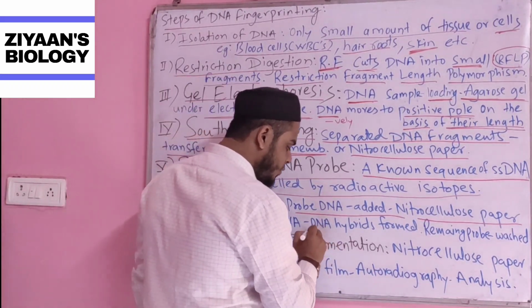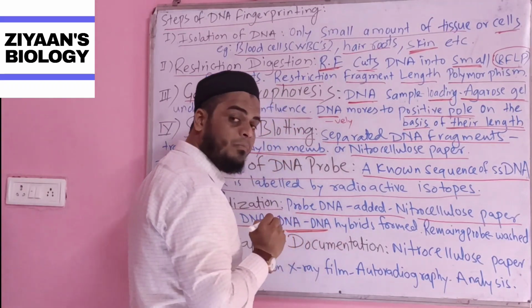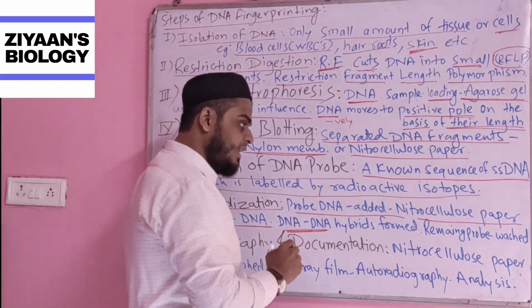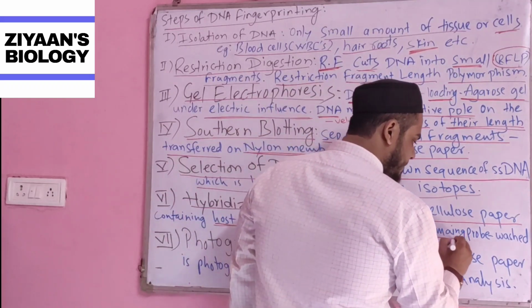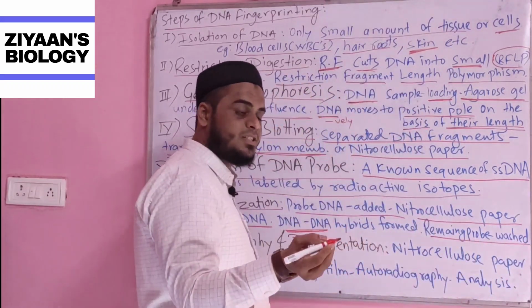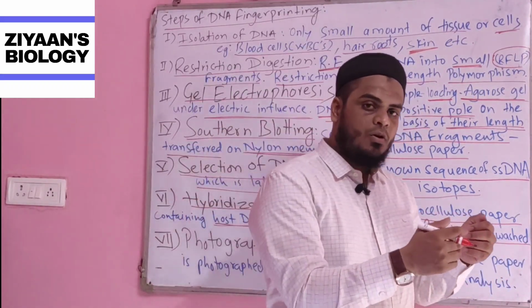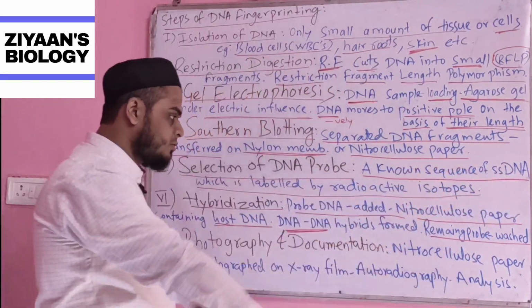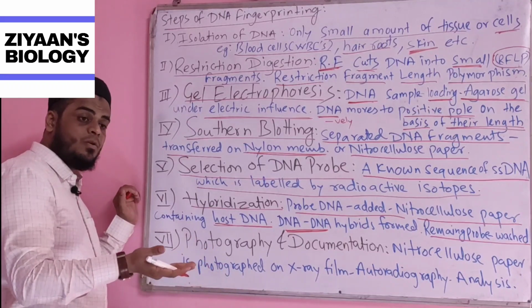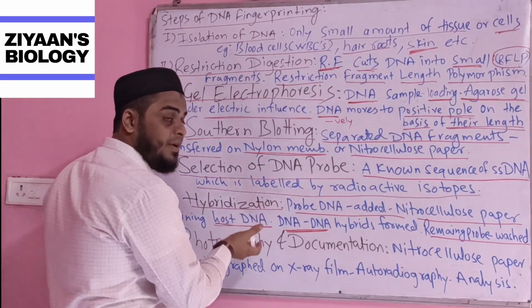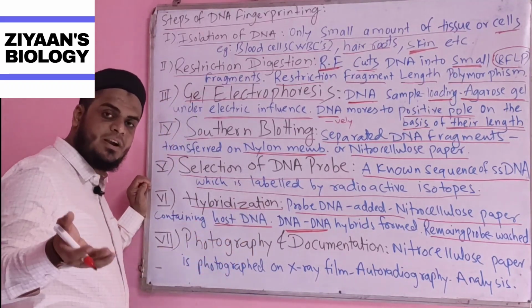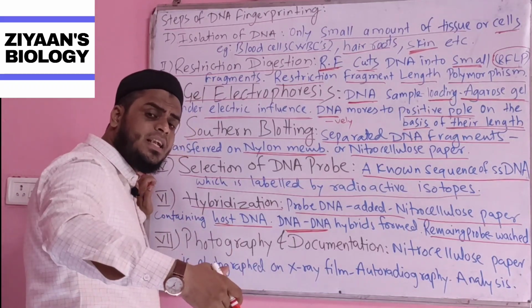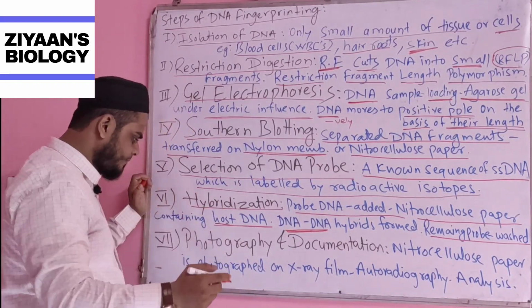So here a new DNA hybrid will be formed, and the remaining probe, which has not gone for the formation of the double-stranded DNA, will be washed off. So ultimately, on the paper you have only the hybridized form of the DNA: one strand will be the probe DNA and the second strand will be the host DNA.